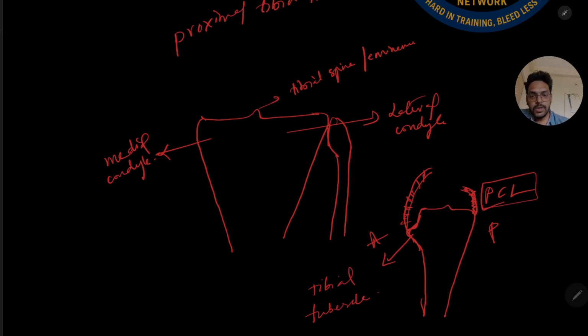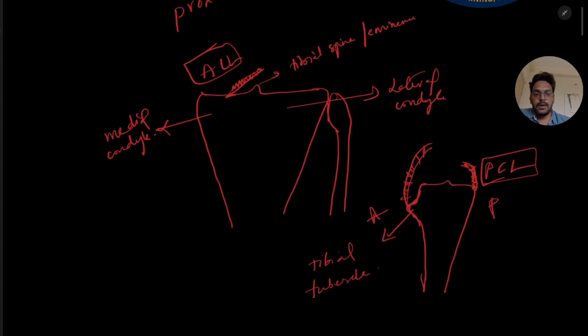Anteriorly towards the medial side, the ACL will be attaching here towards the medial condyle. The ACL will be attaching here. This is the basic clinical anatomy that you should know before entering into the classification systems.